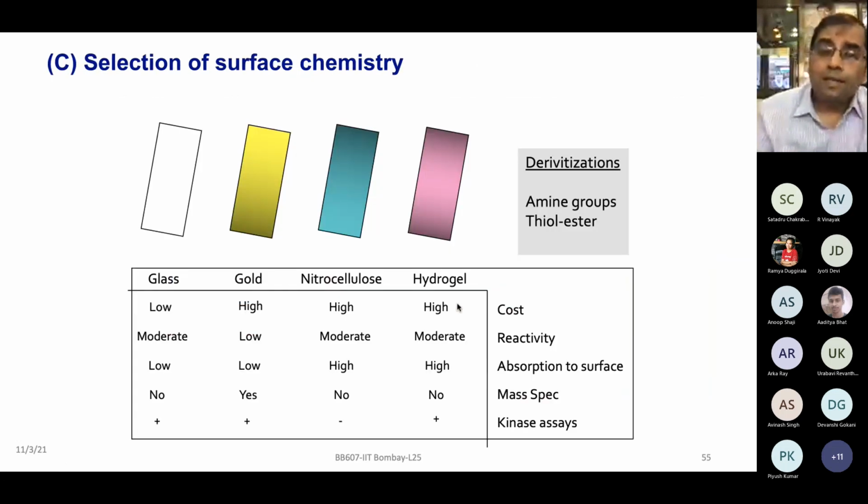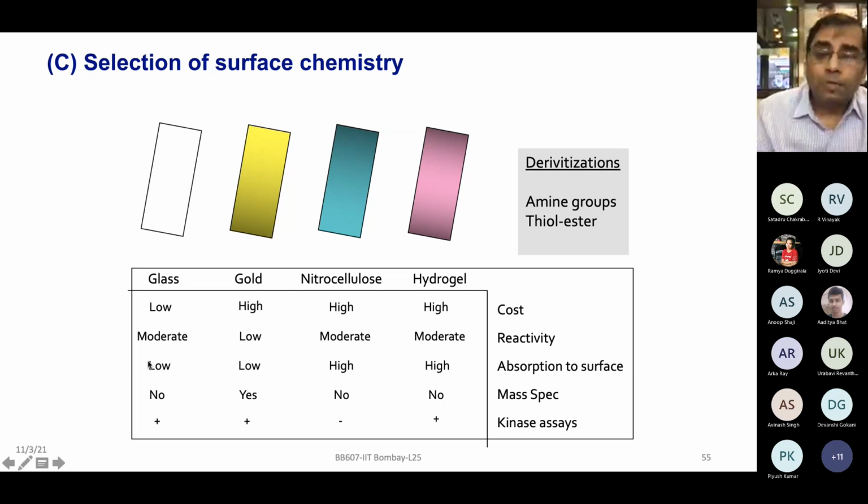The second thing that comes is what type of surface chemistry you would like to utilize. What will be your end goal application? What are the objectives you have? Gold is very ideal, but of course very costly. That's why gold is not preferred for a thousand-hour screening. When we do surface plasmon resonance, SPR-based work, we do it only on the gold surface.